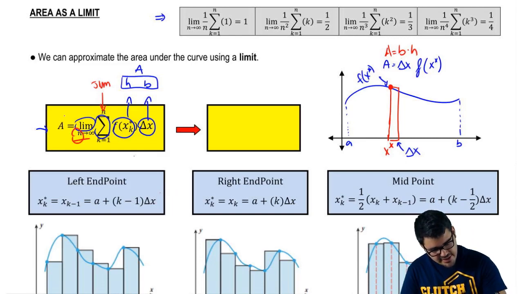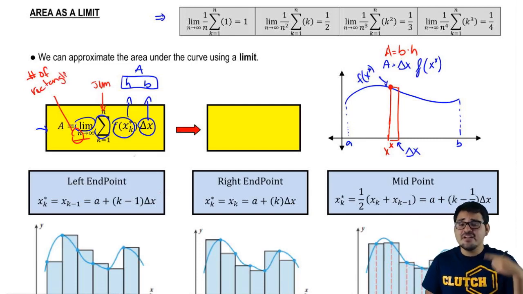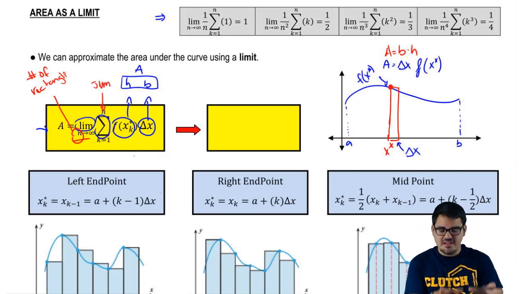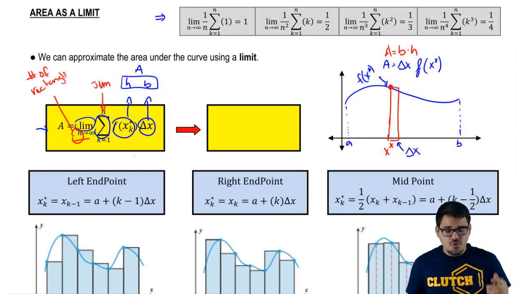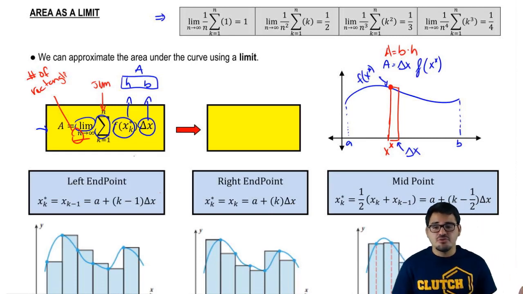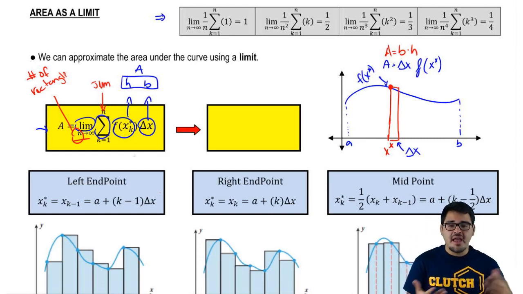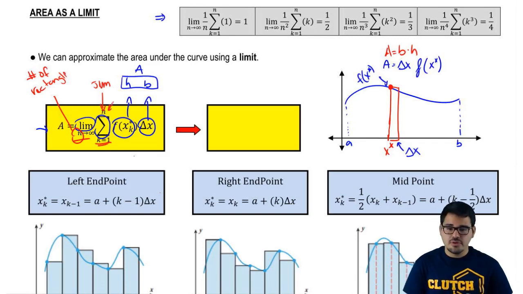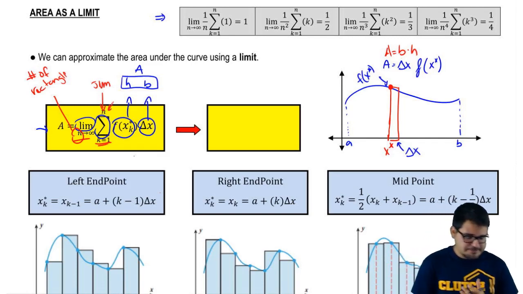Our n here is the number of rectangles, right? So we're finding an infinite number of rectangles, and then we're adding up all their areas. That is exactly what this definition says. We're finding the limit as n approaches infinity, which means that we have an infinite number of rectangles, and we're adding up all their areas, starting from the first one to the last one, which is going to be the infinite one. So that is going to be starting from 1 to infinity.